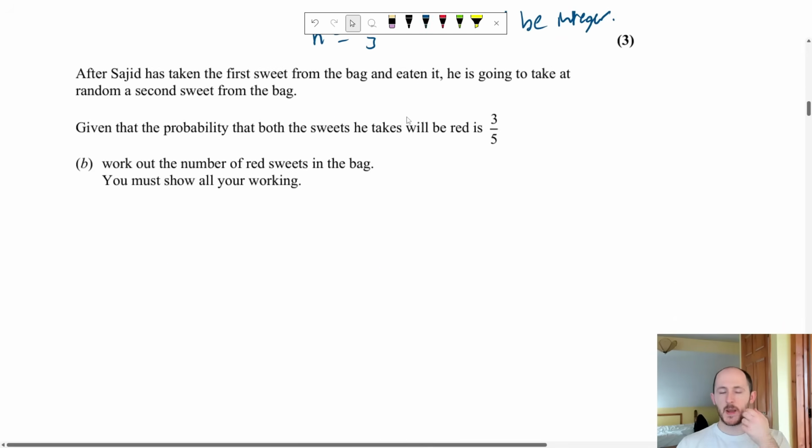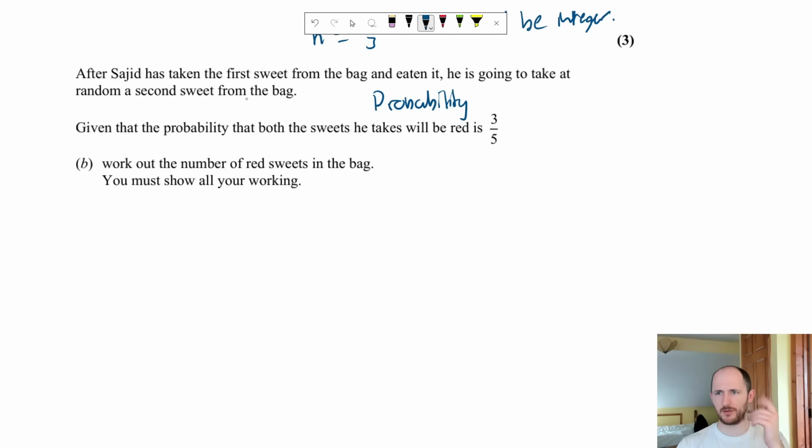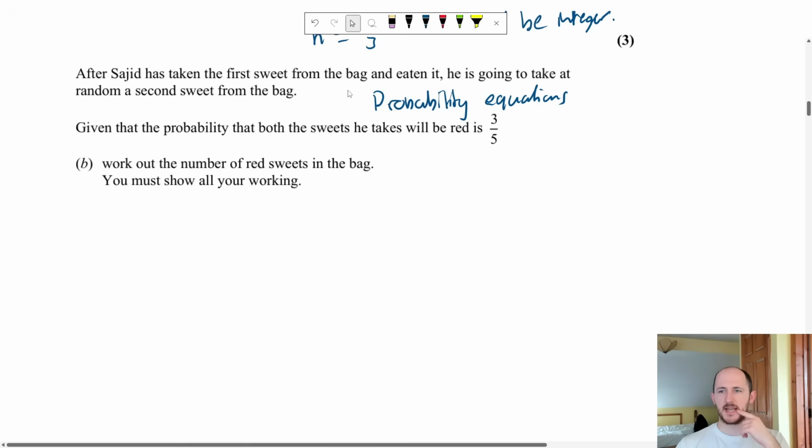Cool. The next one is actually a very, very common question. Just so you know the topic, it's called probability equations. It is considered a grade 9 topic, not a great topic. Probability equations. And I'll show you why in a second. But after he's taken the first sweet out of the bag and eaten it, he's going to take at random a second sweet.